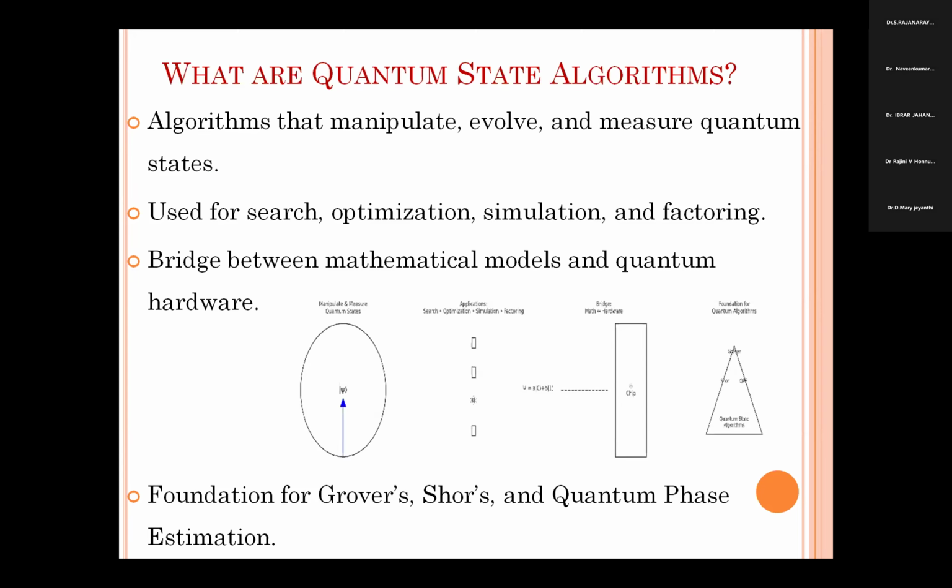So let us look into this. Manipulate and measure the quantum states within the circle we have used for the qubit process. Then applications from search and optimization, simulation plus factoring are used in this kind of process. These pictorial representations try to explain those four states and how we explore the results.